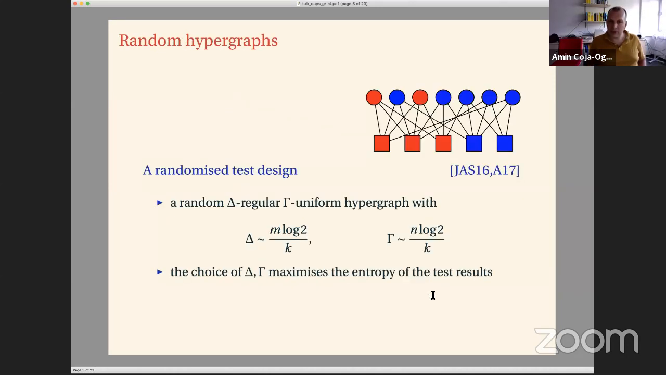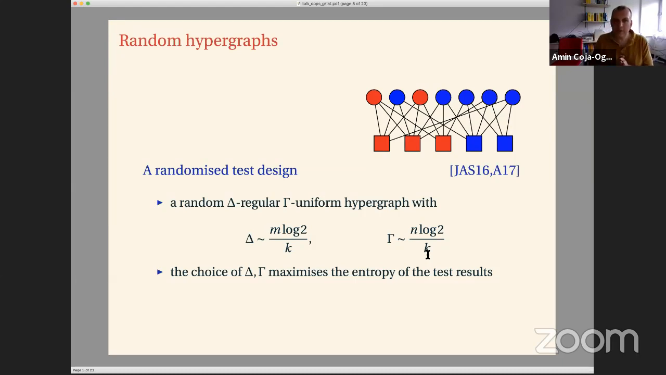And so it turns out upon reflection that the correct degrees, the correct number of tests per individual to maximize entropy is this. Remember, M is the total number of tests, K is the number of infected individuals, and the correct degree for the tests is this. Remember, N is the total population size. So that's maybe a promising first step.